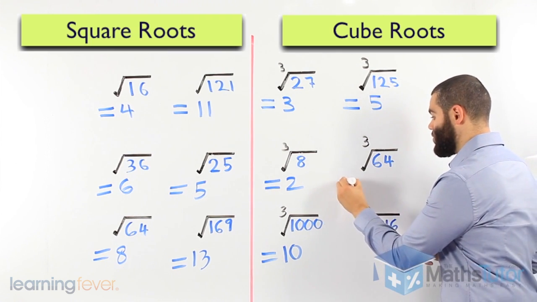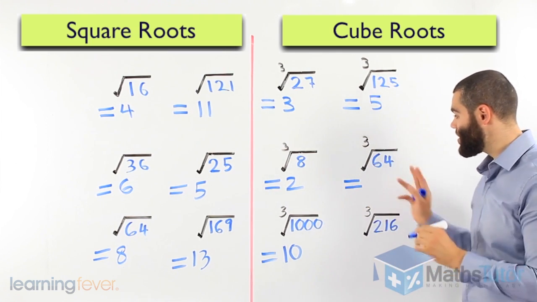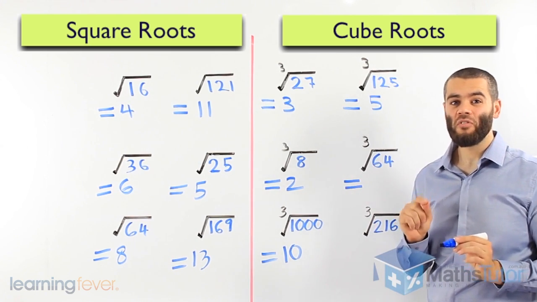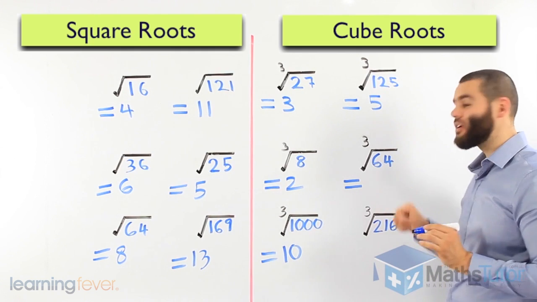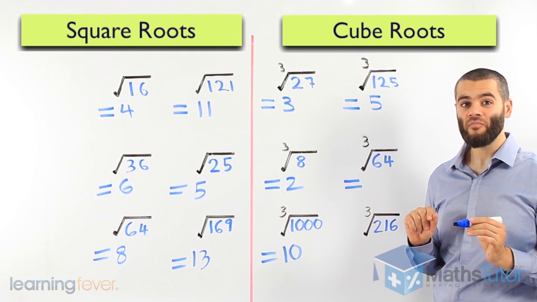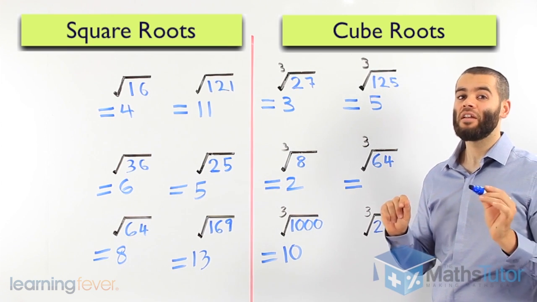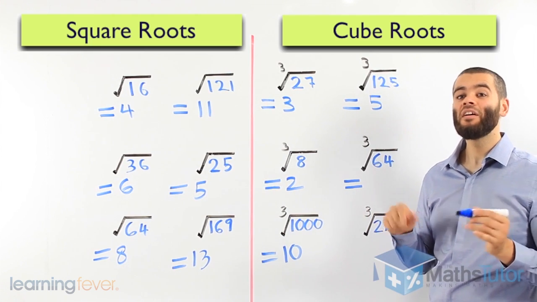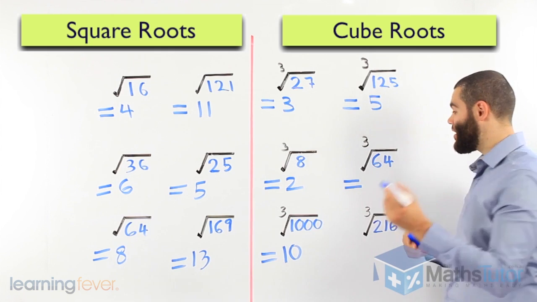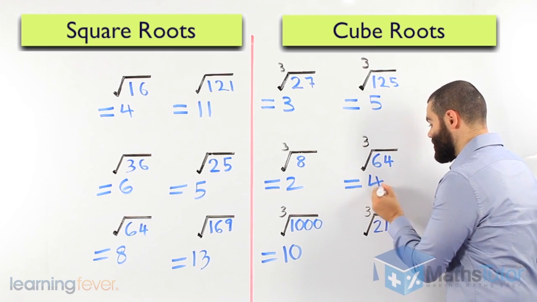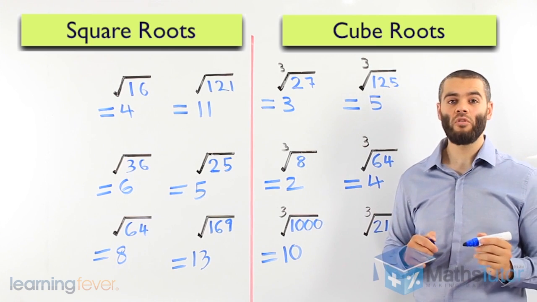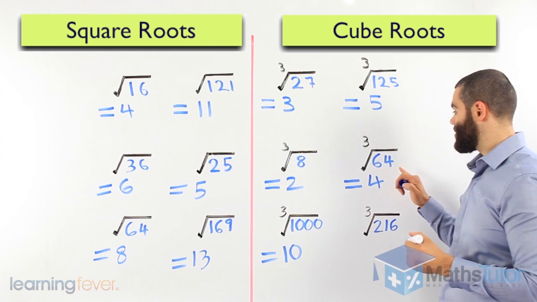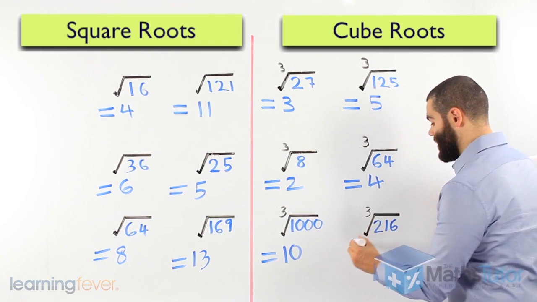The cube root of 64. Now, we've done several examples. See if you can do this one yourself. Think, what number multiplies itself 3 times to make 64? What do you think it is? It is 4. 4 times 4 is 16. 16 times another 4 is 64. Therefore, our cube root of 64 is 4.